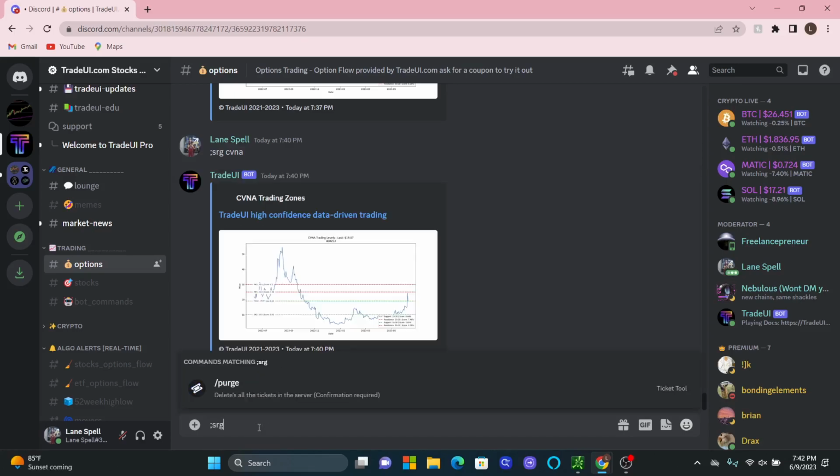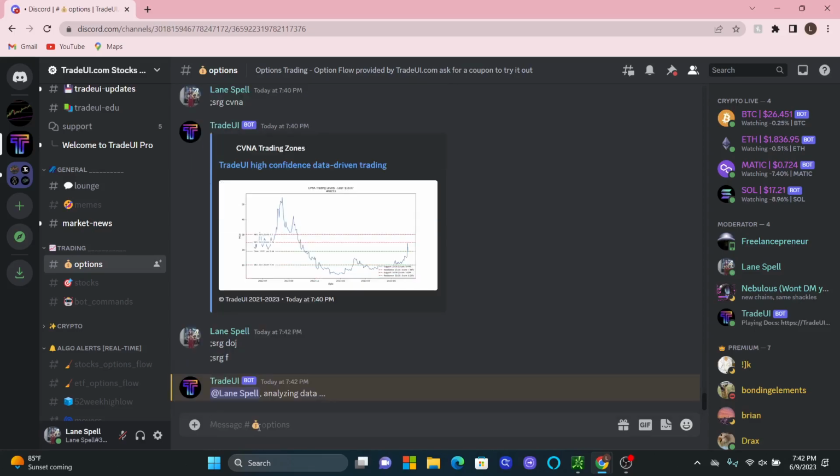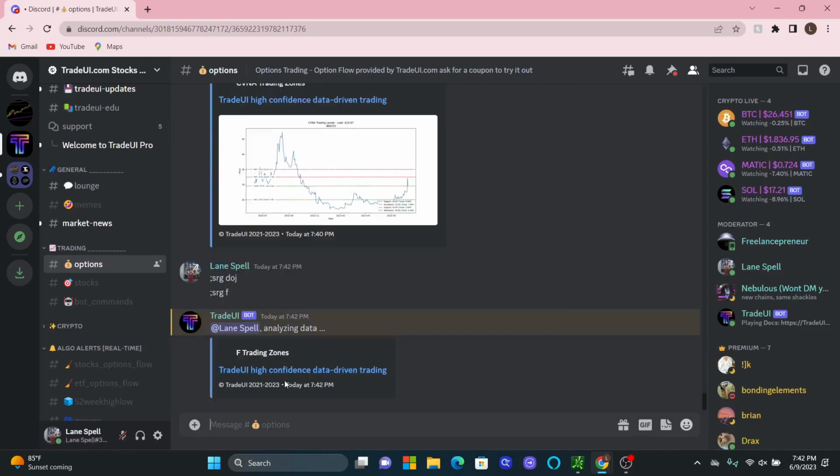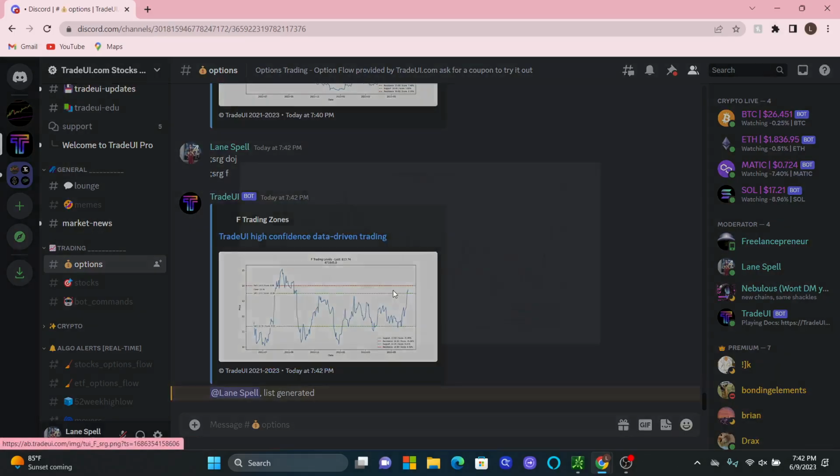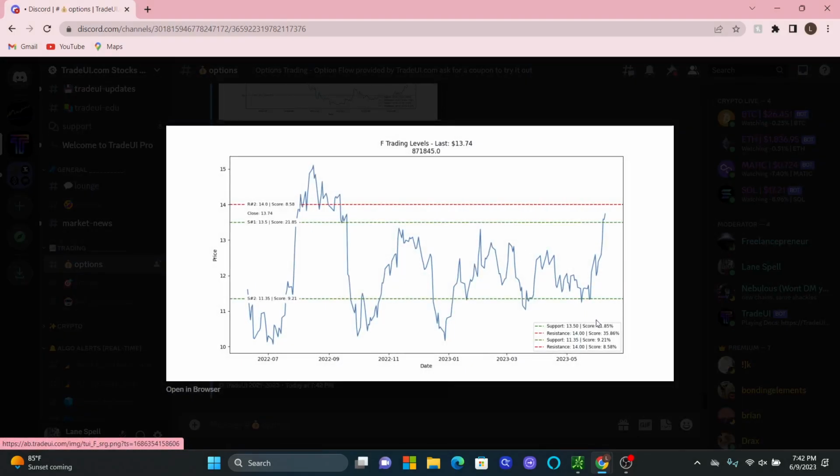However, let's do SRG. Let's do something that's not too popular, but let's talk about Ford real quick. All right. So we're going to do Ford. It's going to analyze the data. All right. So this is a beautiful example of what's going on with Ford here. As you can see, we had a strong support zone at $11.35, and our next support zone is $13.50. Looks like we're going to have resistance at 14.